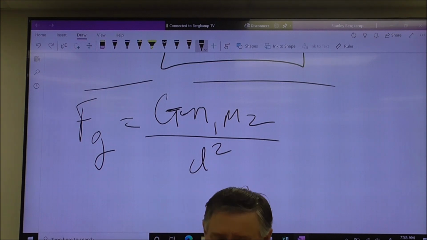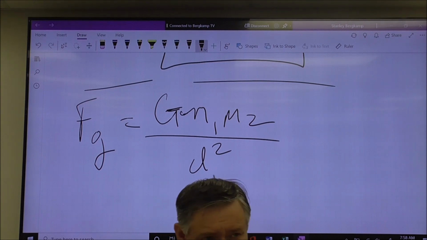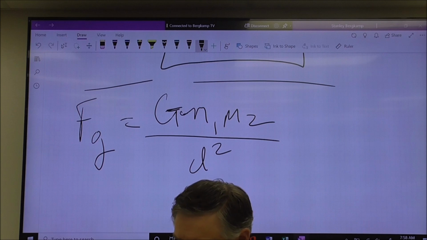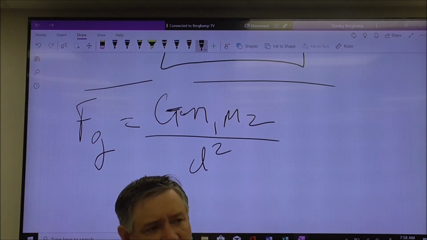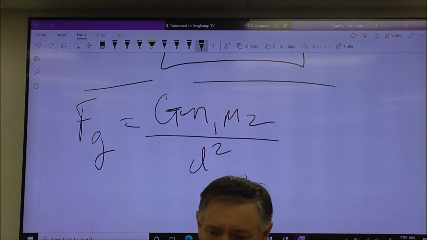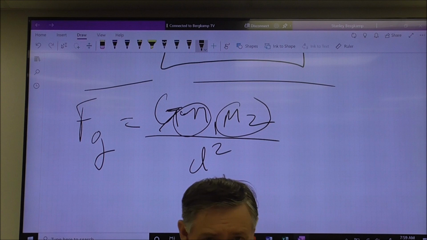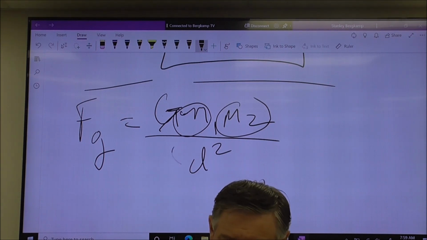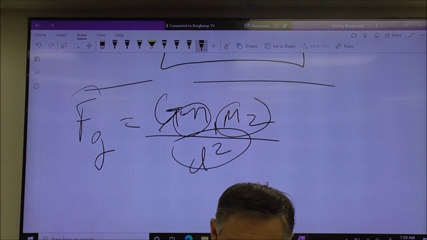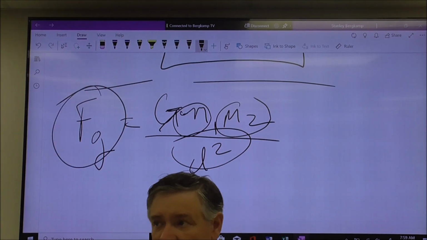What that means is that every object that has mass is attracted to every other object in the universe that has mass. So right now you are obviously attracted to this big rock that we're on. I could take Hector's mass, put in the mass of the Earth, put in how far Hector is from the center of the Earth, and calculate the gravitational force that exists between Hector and the Earth.